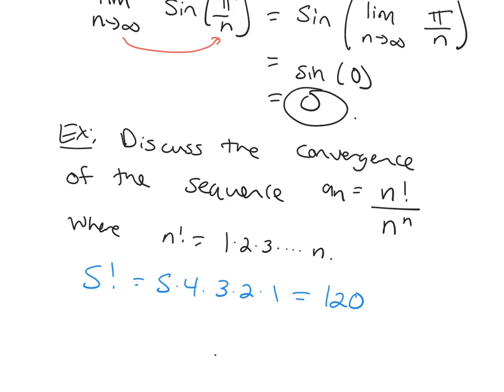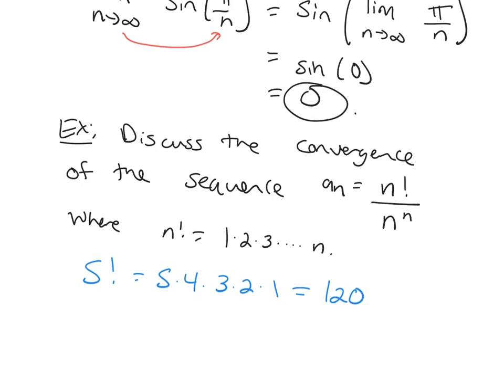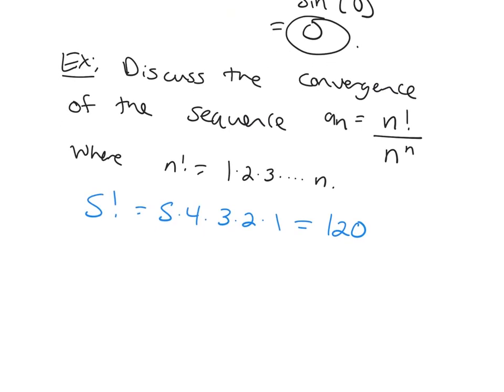Okay, so this problem says discuss the convergence, so maybe what we're going to do is just write out some terms of this sequence to see what's happening. So let's take A1. What am I going to get for A1? 1 over 1, which is 1. A2: 1 times 2 over 2 squared, so 2 times 2. So 2 over 4, if you want to simplify it, or 1/2.